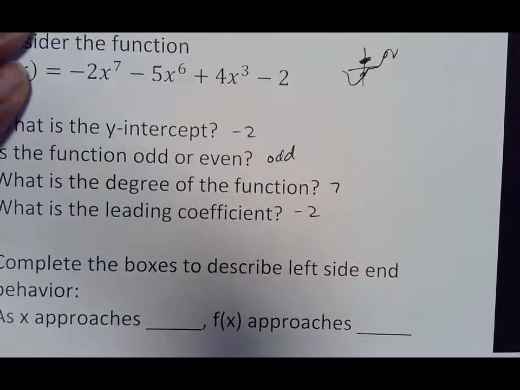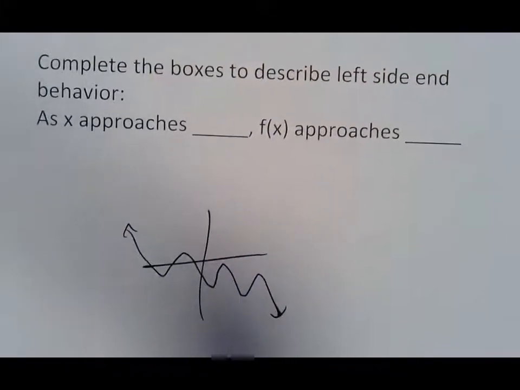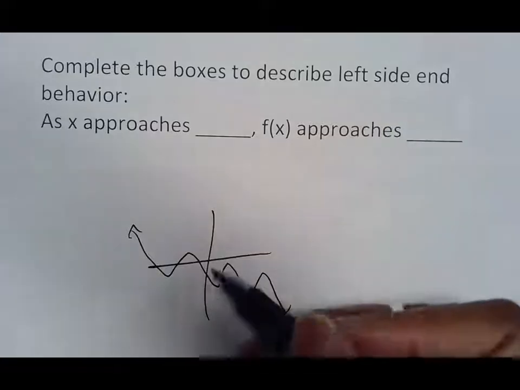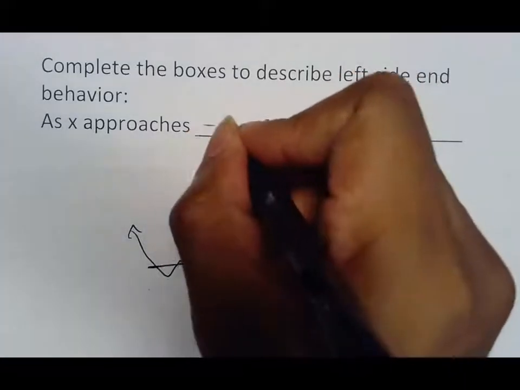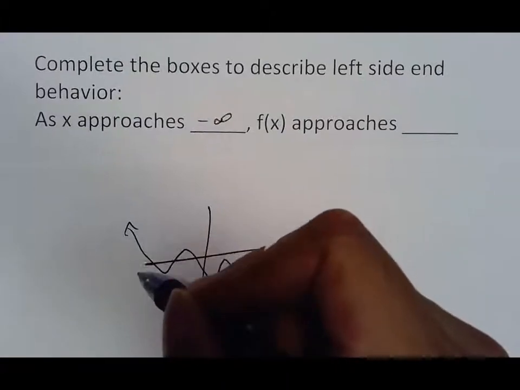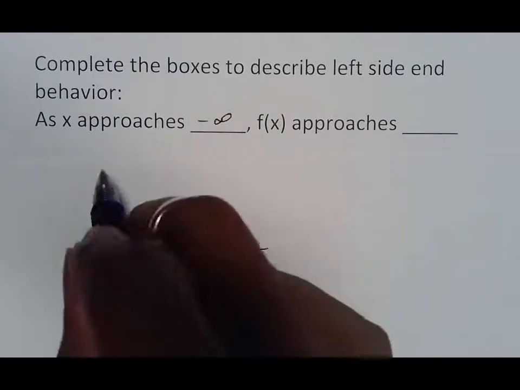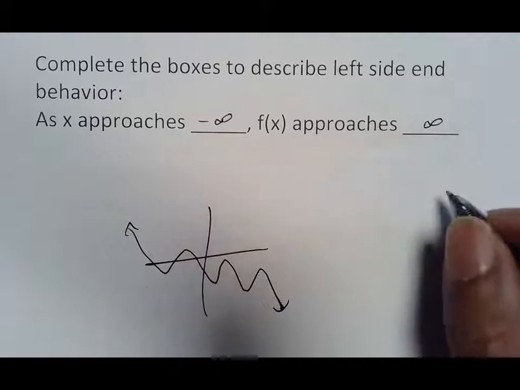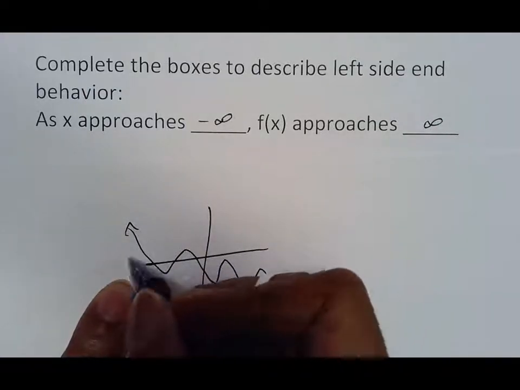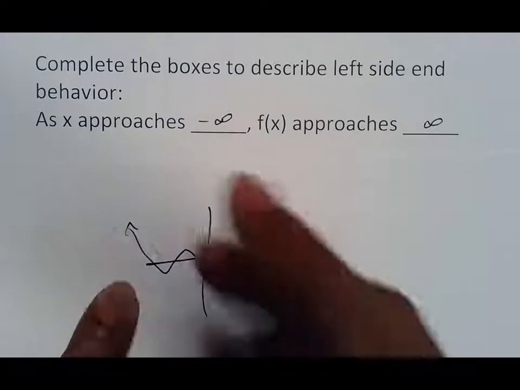answer these questions. So as x approaches, first off, you want left side behavior. It's telling you that on the part. Left side would be this one. So as x approaches, again, -infinity, f of x, which means up or down, the graph approaches, it's going up, so that would be infinity. So again, as you go left, as x approaches the left side, f of x goes up.